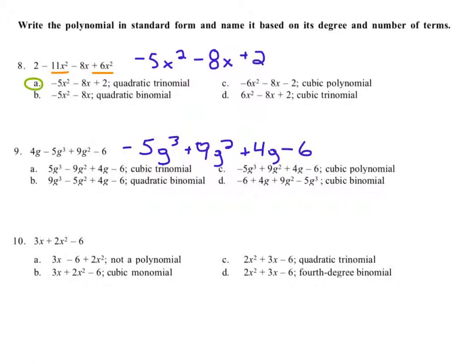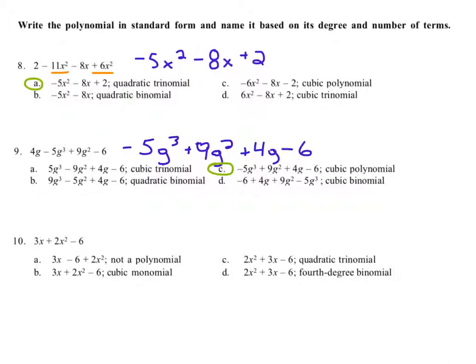Okay? And first we can look through and find that. We see answer C has negative 5g cubed plus 9g squared plus 4g minus 6. So we're going to guess that's right. Let's see if it's correct.